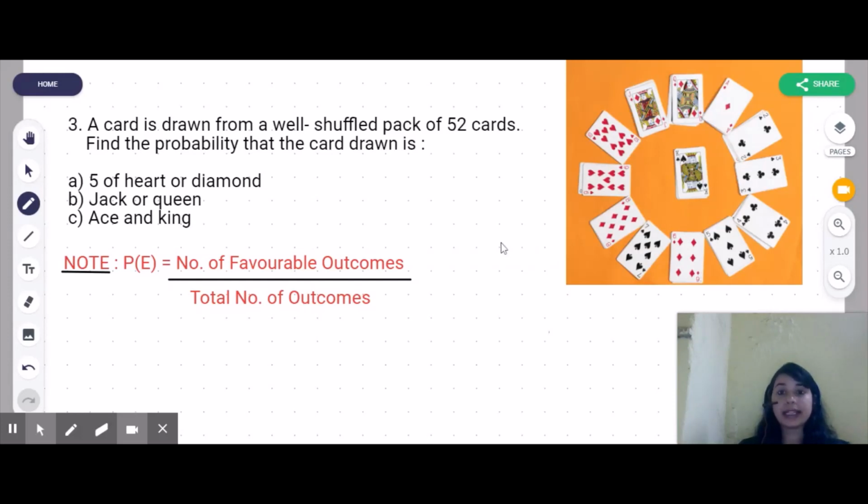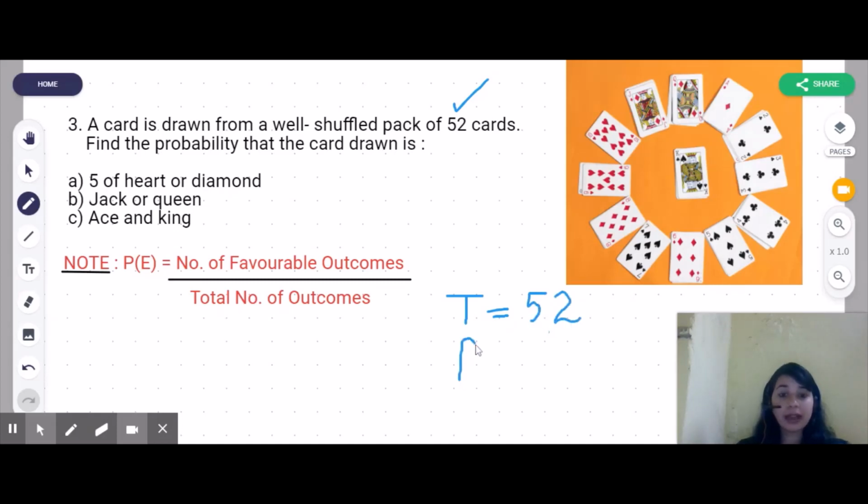Find the probability that the card drawn is 5 of heart or diamond. Once again, before starting the question, let us see the formula that probability of any event is equal to number of favorable outcomes upon total number of outcomes. So first, I'm going to denote my total number of outcomes by capital T. And if we read the question, a card is drawn from a well-shuffled pack of 52 cards. So my total number of outcomes are 52.